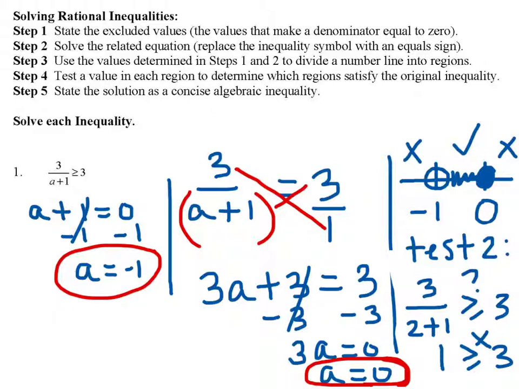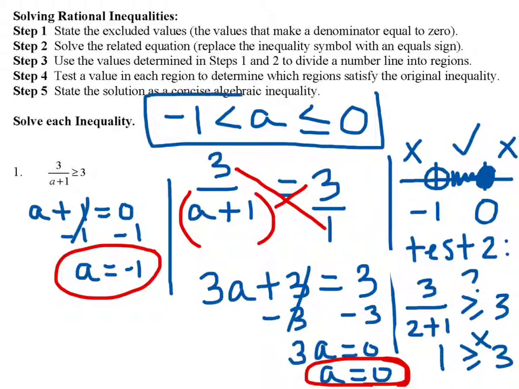So now we've satisfied step 4, again, which was to test a value in each region to determine which regions satisfy the original inequality. Step 5, we want to state the solution as a concise algebraic inequality. So, looking at my number line, I can write this as an algebraic compound inequality such that negative 1 is less than a, which is less than or equal to 0. This is my solution set that will satisfy my original inequality.